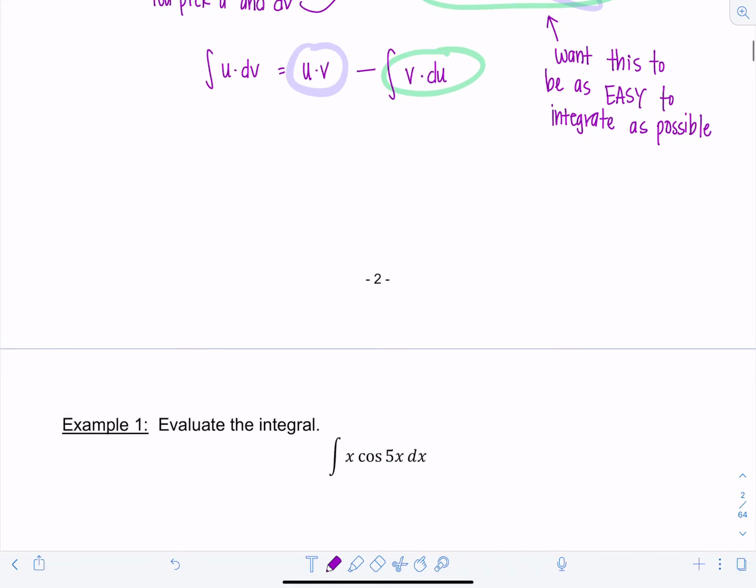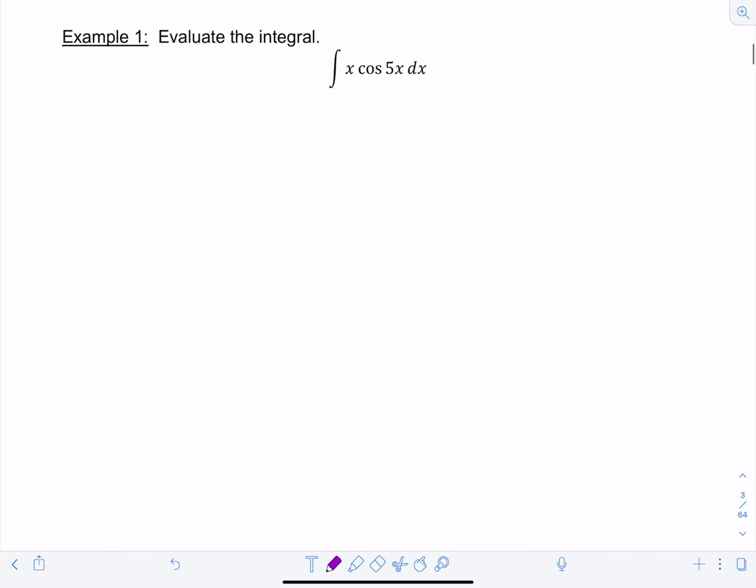So here we go. Example time. Example 1, evaluate the following integral. So we have x times cosine of 5x dx. All right, now think back. The only other integration technique you're probably familiar with at this point is u substitution, but no u substitution will save you or help you evaluate this antiderivative, because look, what would you let u equal? It's going to get you nowhere. Try it. Anyways, so let's decide what u is going to be and what dv is going to be.